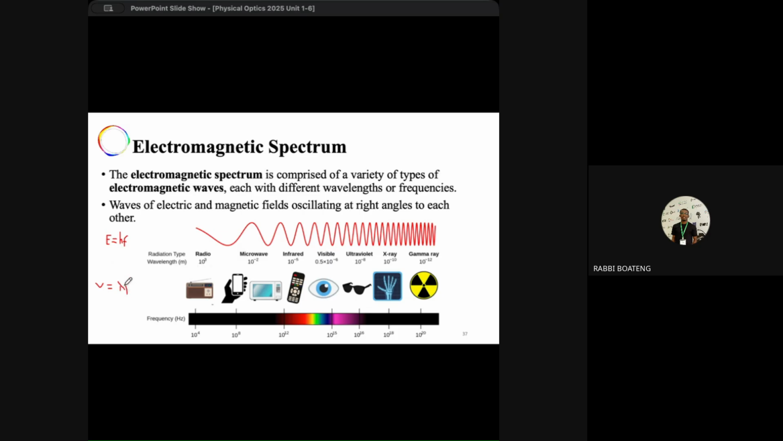Now, I am not interested in frequency here. I want to relate energy with lambda. So I'm going to get energy to be equal to h, and if I make f the subject here and bring it in, what am I going to get? v over lambda. Perfect.